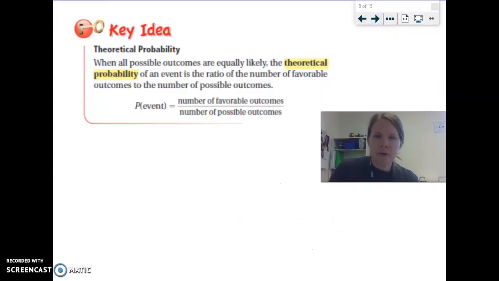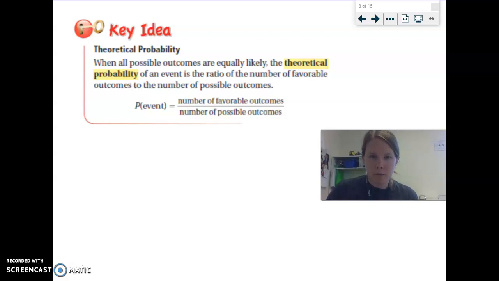All right, so now we're going to move into talking about your theoretical probability. Your theoretical probability is when all possible outcomes are equally likely. A theoretical probability of an event is the ratio of the number of favorable outcomes to the number of possible outcomes. So in the previous lesson, in lesson 15.2, we were actually finding theoretical probability. We were just talking about the number of favorable outcomes out of the total possible, and the fact that they all should be equally likely.